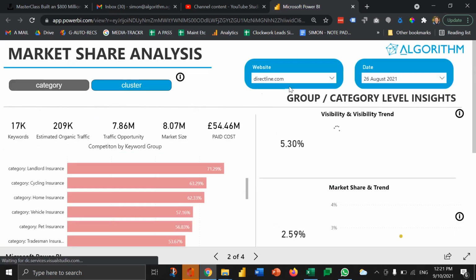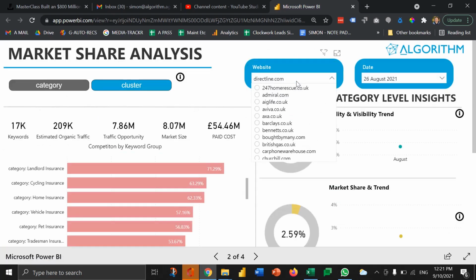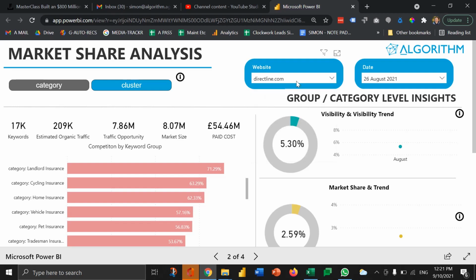Now we have the data pivoted to directline.com as an example, so we can choose our competitor from the list at the top here. We can see when the data was last crawled. Obviously this crawls and builds a pattern over time. And then we can see we've got 17,000 keywords in the analysis, and we also pull in the actual cost of that traffic from a paid perspective if you were to buy all of that traffic on a monthly basis.